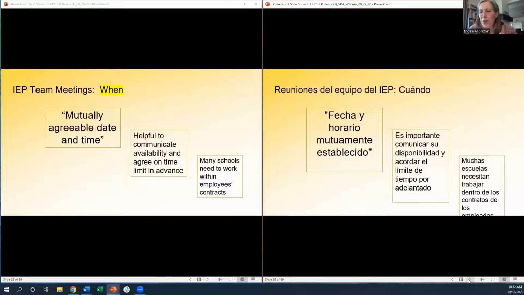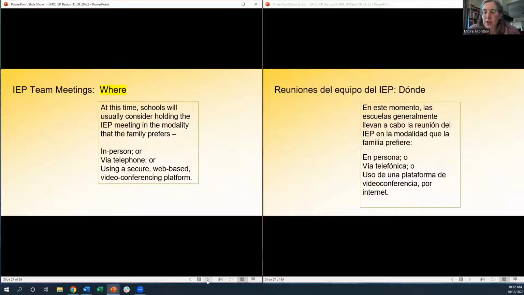And then along with when, is the where. And at this time, most schools seem to yield to family preference. If you want to have an in-person meeting, they're pretty open to having an in-person meeting. If you prefer telephone, if you prefer Zoom, that is usually agreeable. A lot of times it's now kind of a hybrid. If the family wants to meet in person, okay, but there might be a team member that's located on another site that is now participating via Zoom. So again, talking to your team and letting them know what your preferences are is usually a great first step.